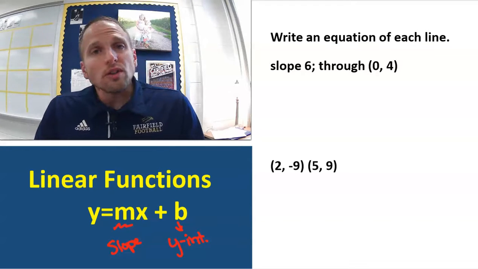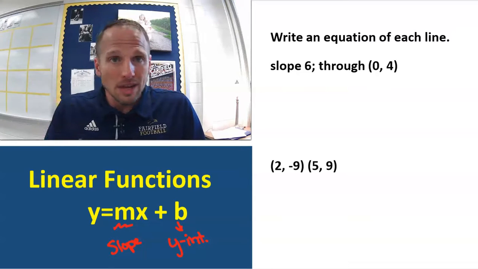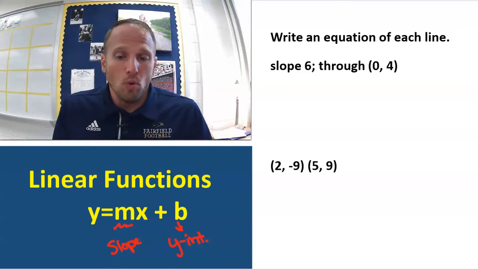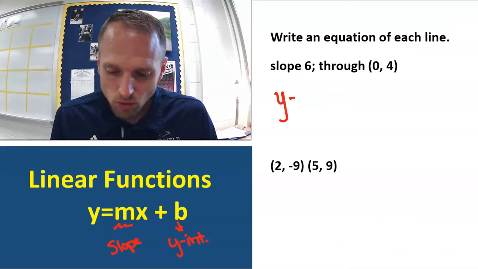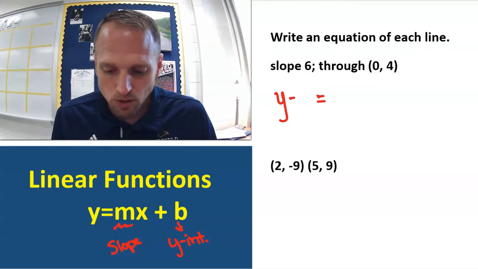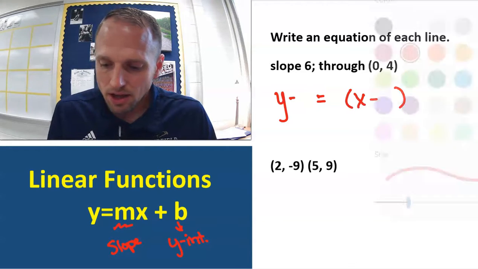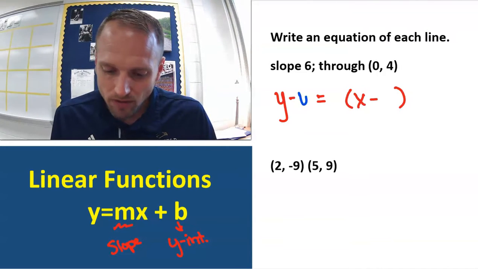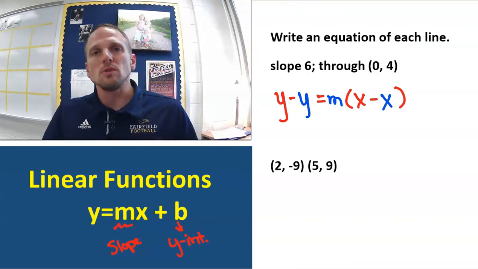So we know that the slope of this line is 6, and it goes through the point (0, 4). Well, if we know a point and a slope, we should use point-slope form. Point-slope form is pretty easy to use once you remember how to set it up: y minus y equals m times x minus x. And everywhere I put one of these blue letters, we're going to need to substitute a number in.